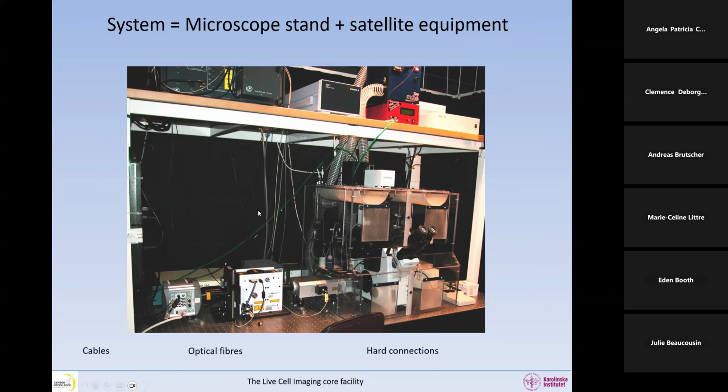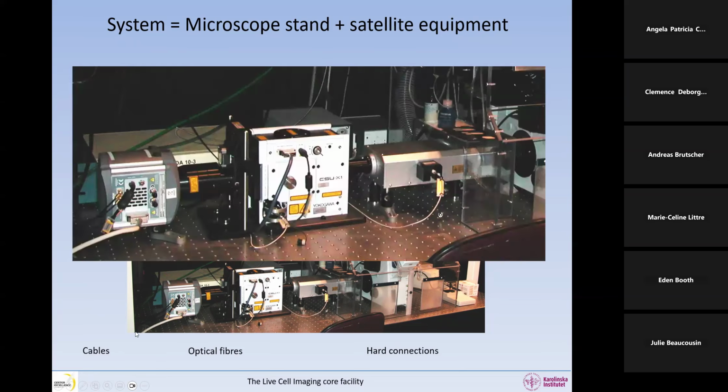So the satellite equipment, so I remind you that today's goal is that you look at your microscope and you know exactly what is what and what every piece of equipment does, right? So that's what we're going to work on. So the satellite equipment can be attached to the microscope body with different types of connections.